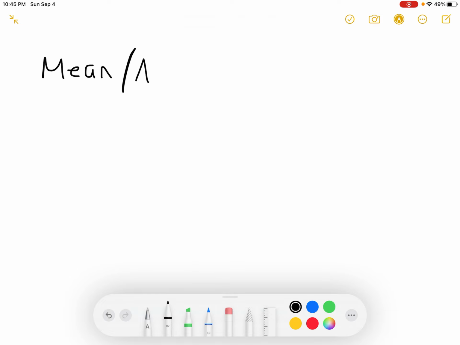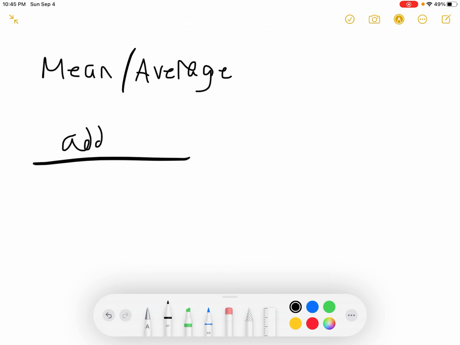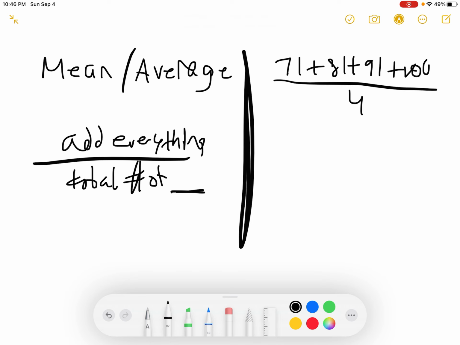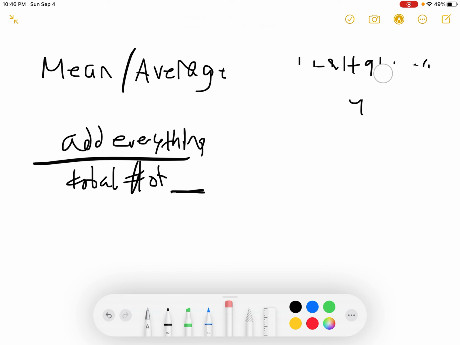Mean, or the average of something. You basically add everything and you divide it by the total number of whatever it happens to be. So if the test scores of 4 people were 71, 81, 91, and 100, to find the average test score, you add those together, you divide it by 4 because that's how many people you're doing the average of. That's average or mean, same thing.